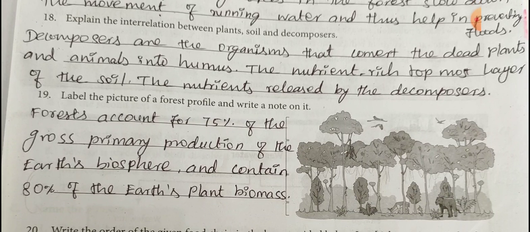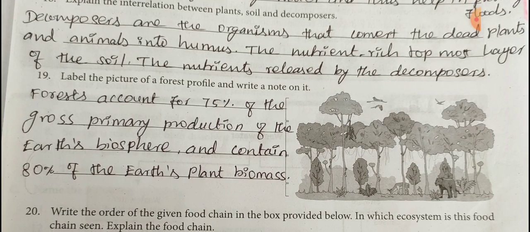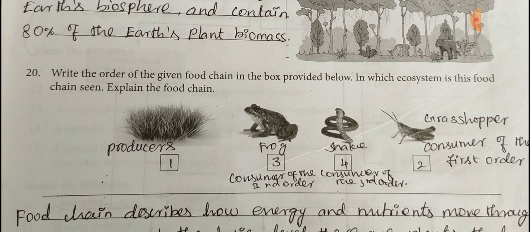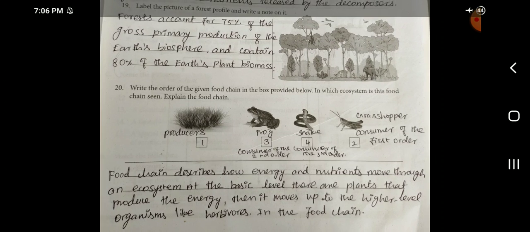Next, label the picture of a forest profile and write a note on it. Forests account for 75% of the gross primary production of the earth's biosphere and contain 80% of the earth's plant biomass. See the picture, students.